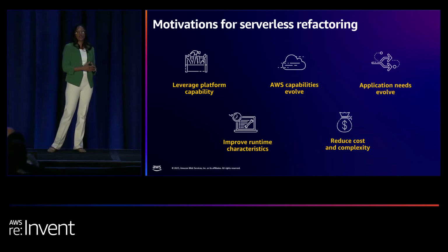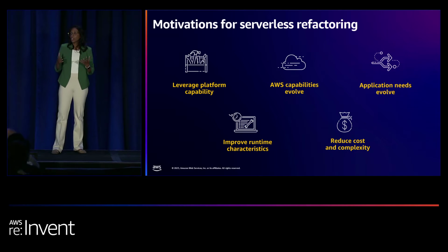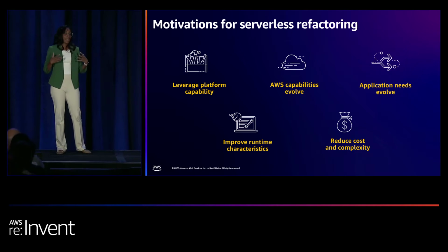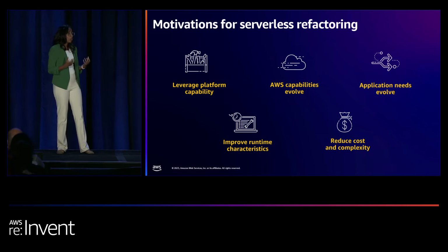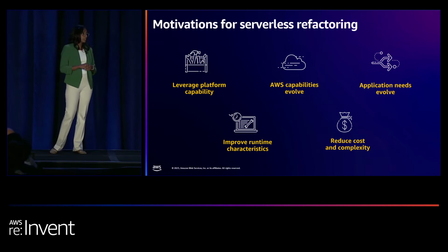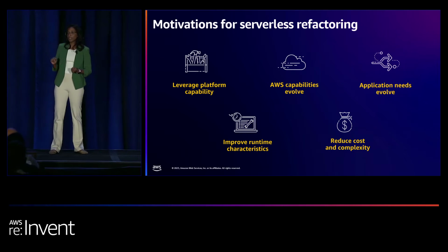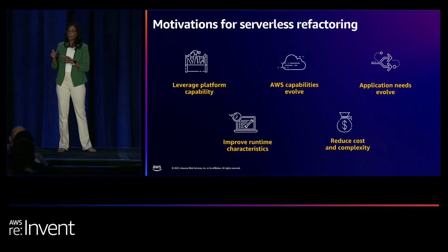Now the inverse could also be true. That is, your application needs have evolved and cannot be satisfied with the service capabilities. In which case, you will remove it from your automation and implement it as part of your application code.